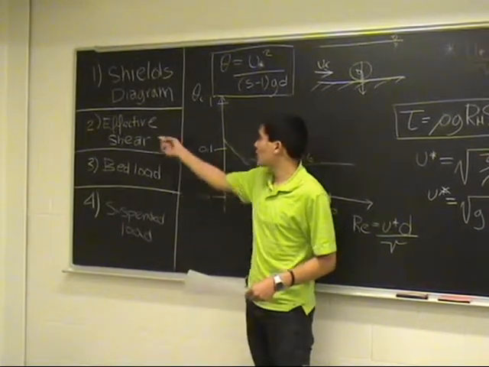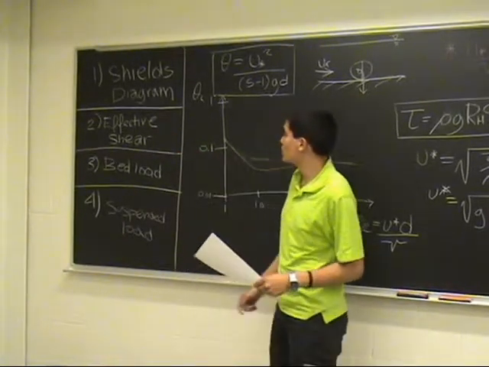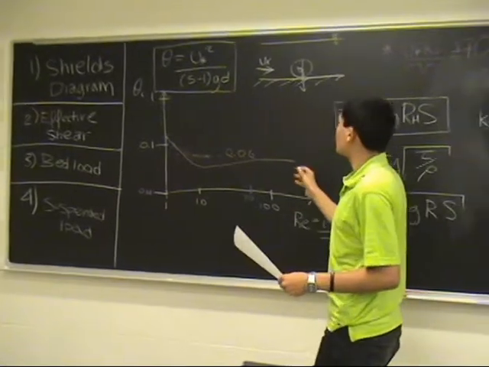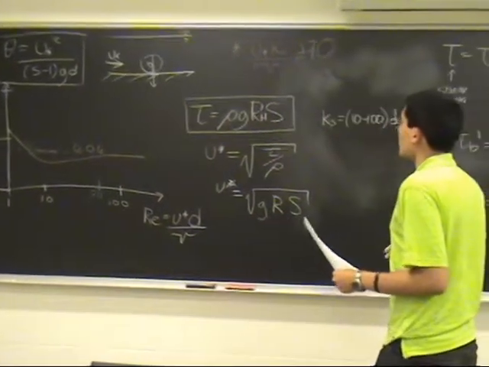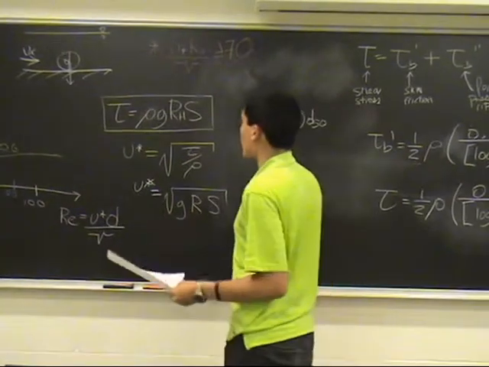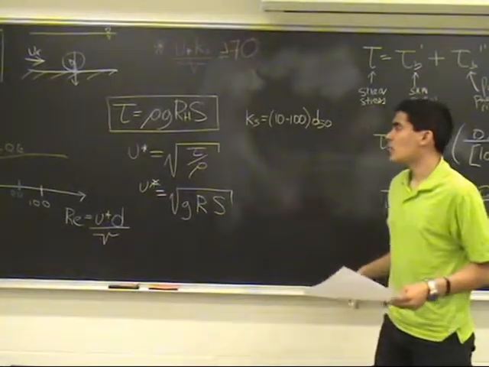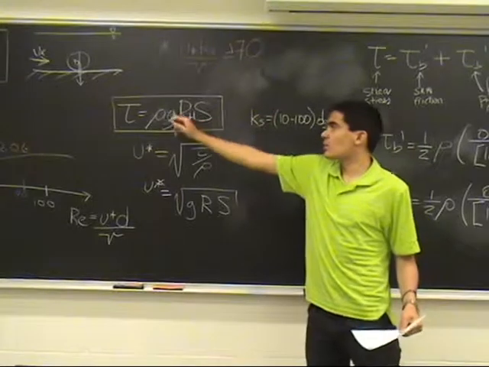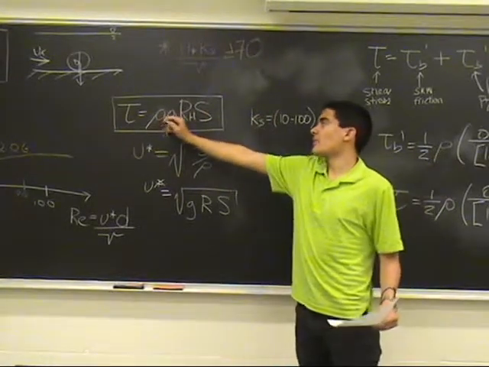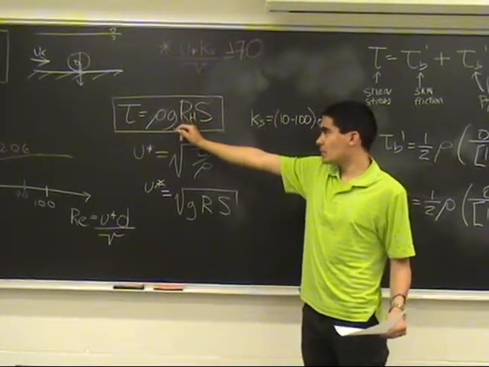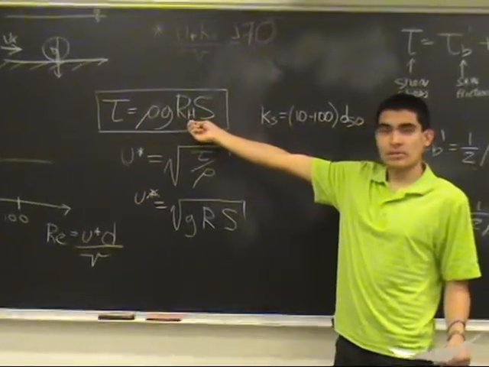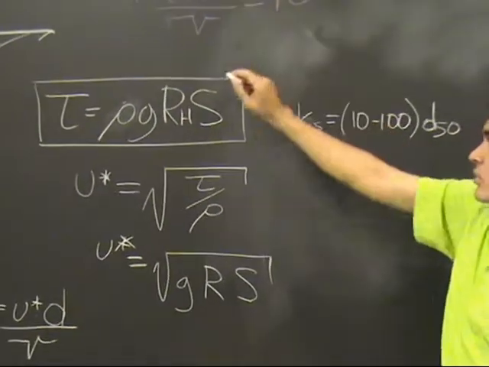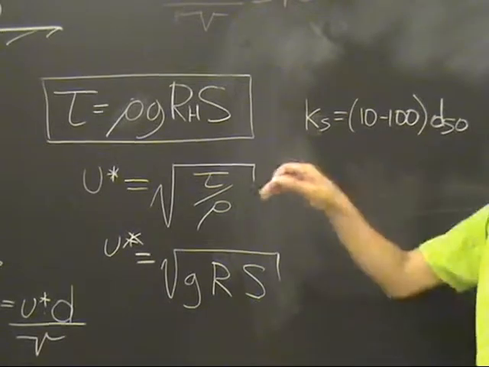Hey guys, we're going to talk about section 2, effective shear now. I left the Shields diagram here just for reference. So, shear at the bottom of a channel can be simply expressed by these four parameters: the density of water times gravity times the hydraulic radius, which we know is area over the wetted perimeter, and the slope of the channel.